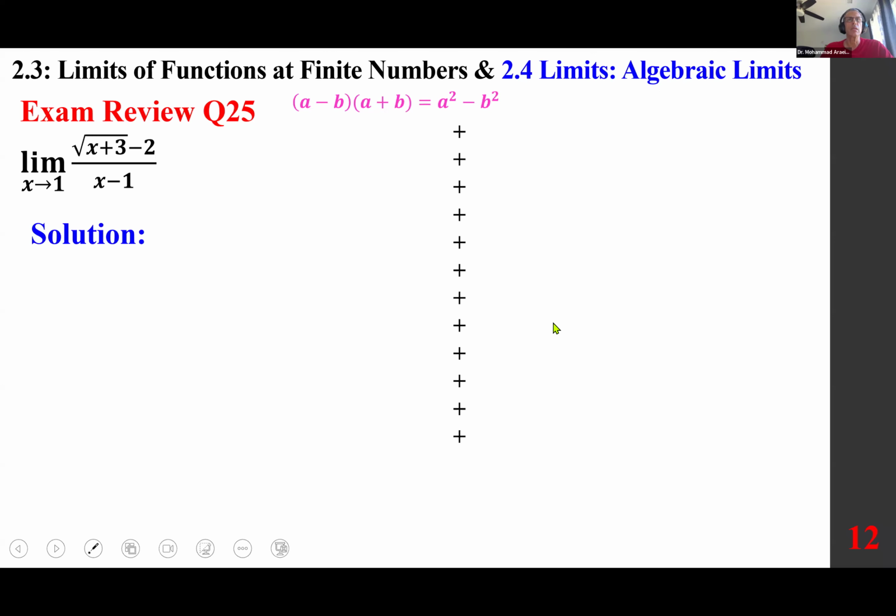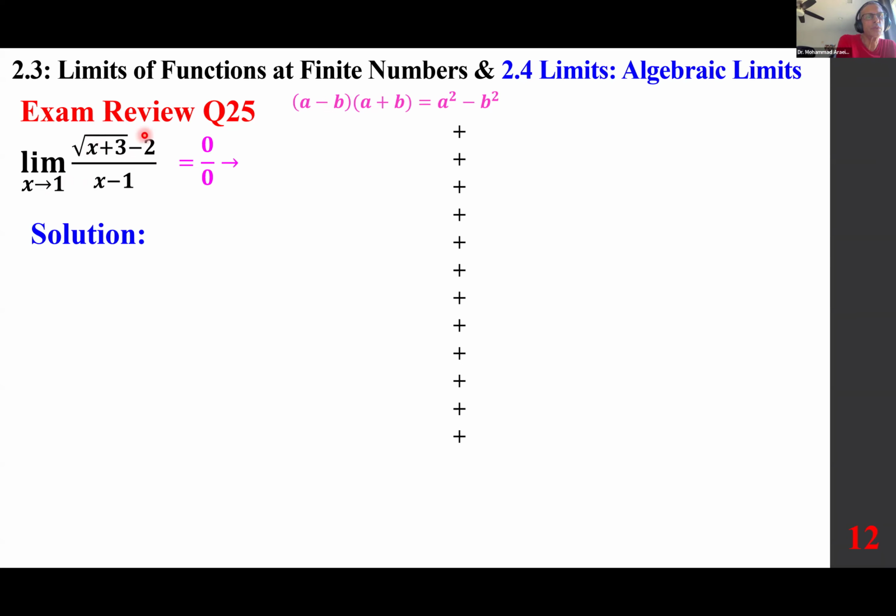the modules in Canvas. For example, the limit as x approaches 1 of square root of x plus 3 minus 2 over x minus 1. If you plug in 1, you get 0 over 0. It's an indeterminate form. So it requires an algebraic technique to fix the problem. An algebraic technique involves conjugate. The conjugate of a minus b is a plus b.